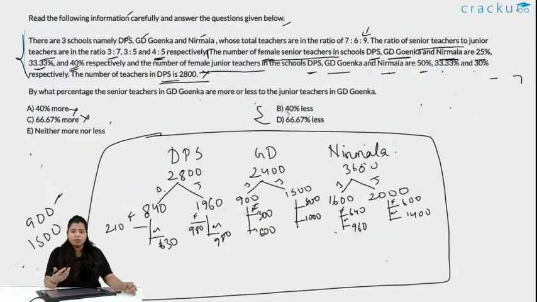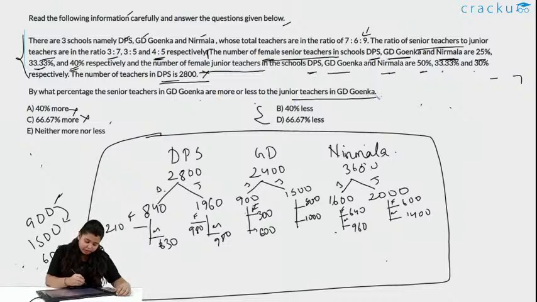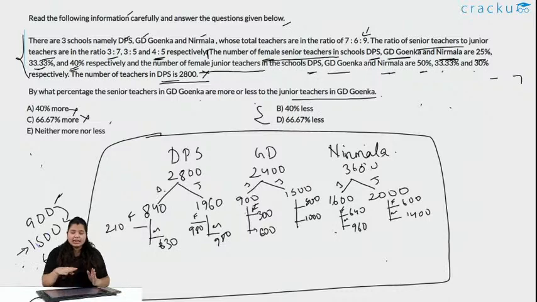Now, we need to find by what percent. So, what is the difference between them? You can see it is 600, and what is the point where we are comparing it? It is more or less to the junior teachers in GD Goenka. So, it is 1500. So, it is less than 50%. First, let us approximate it. Can we say it is less than 50%? Yes, as 50% of 1500 would be 750. So, 66% is not the answer, as this difference is not equal to 750. So, obviously, this is not the answer.